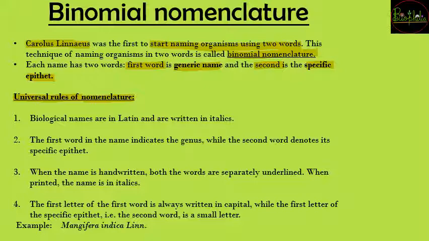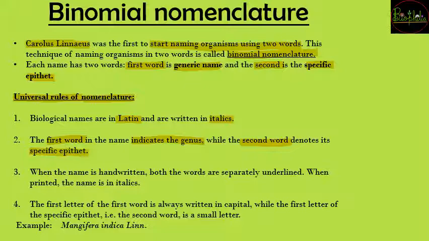So the first one is that biological names given to the species are going to be of Latin origin, and that Latin origin word is going to be written in italics. And because of italics, you can identify that this word is going to be a Latinized version. Second rule होता है कि जो first word होता है that is going to indicate the genus, whereas the second word is going to define the specific epithet. Now this is going to be universal for each and every binomial scientific name.